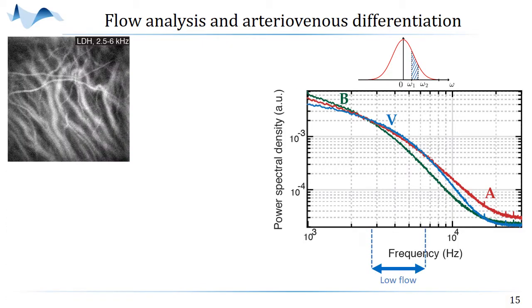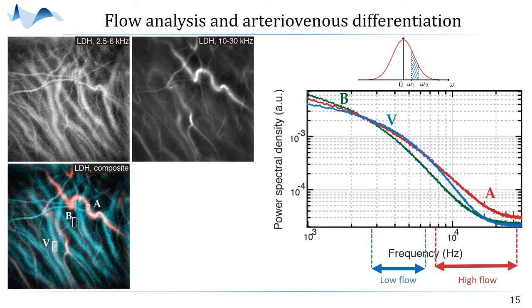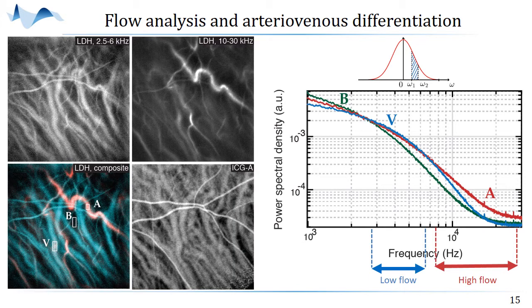So by making an image at low frequency for the power Doppler of 2.5 to 6 kilohertz and, let's say, 10 to 30 kilohertz here, we're able to show that it's not the same vessels that are apparent for these two frequency ranges at all. So when we combine these two frequency ranges by a color composite scheme, so we add in blue, in cyan, the low frequency range, and in red, the high frequency range, we have arteriovenous differentiation that is quite clear. And the comparison is striking with ICG angiography.